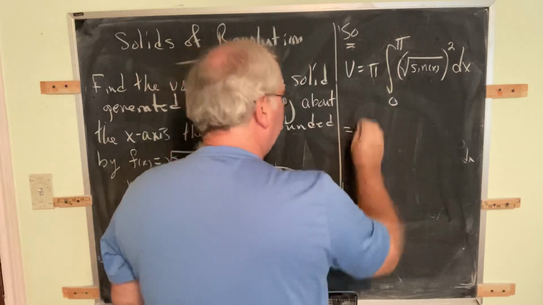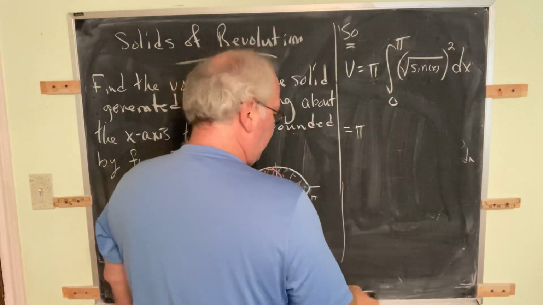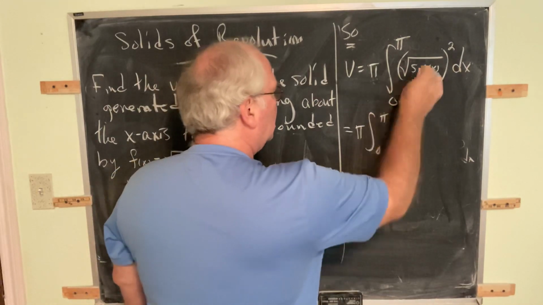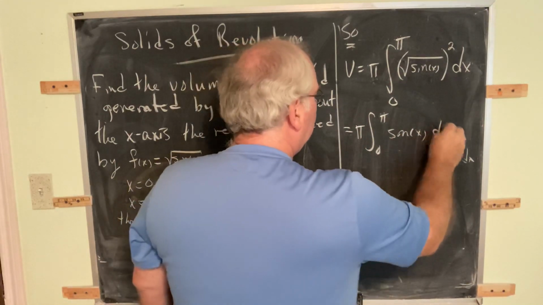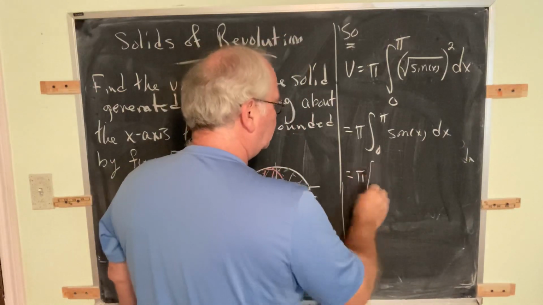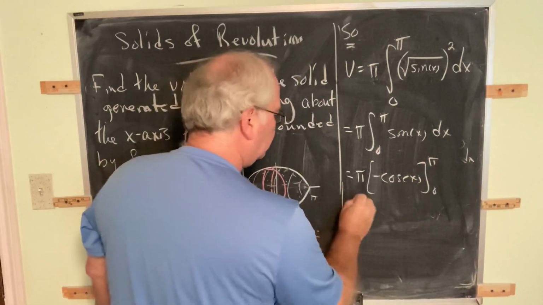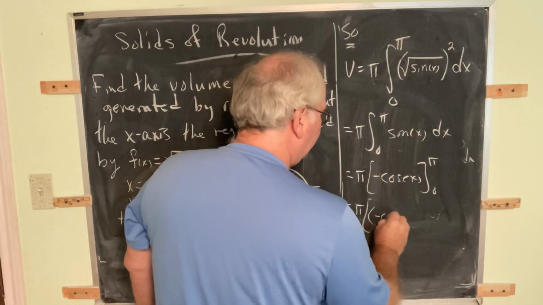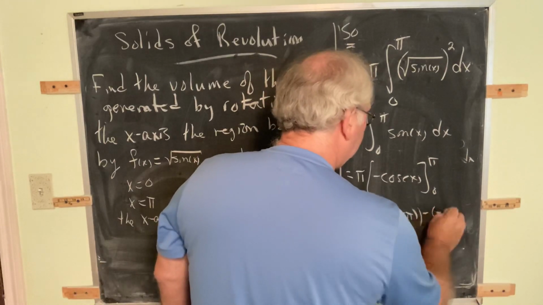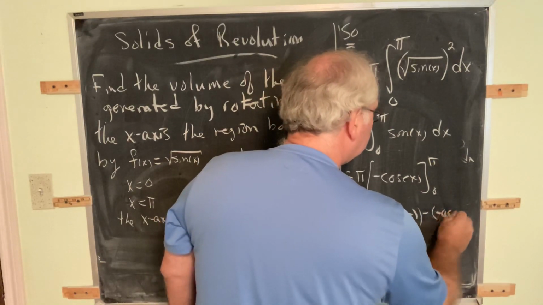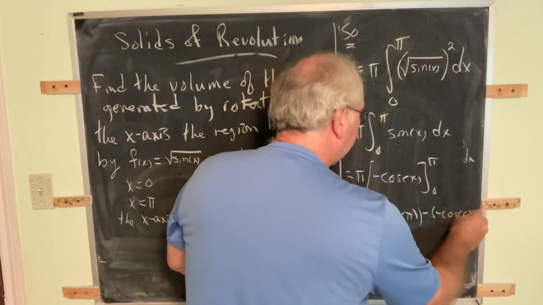The setup is what we're after here, because this is pi times the integral. First off, let's simplify that expression. Square root squared, if the function is positive, and it is, is just sine of x. The antiderivative of sine is negative cosine of x, and that's from 0 to pi. So we have negative cosine of pi minus negative cosine of 0.